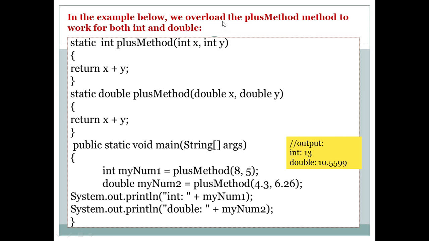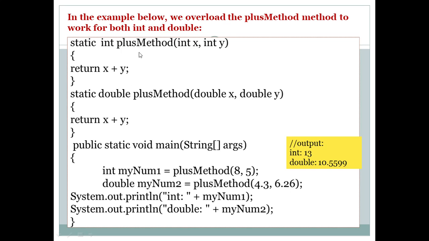Now see, in this example we overload the plus method to work for both int and double. So static int plusMethod. I'm having one plus method, which has integer as a return type, and this method is static, so we need not create an object of this class. I'm having two parameters x and y. What does it return? Return x plus y. I'm having a second method, static double plusMethod. Here I'm passing two values x and y of data type double. These are also two parameters, but these are integer parameters and these are double parameters. The return type of this plus method is integer and the return type of this method is double.